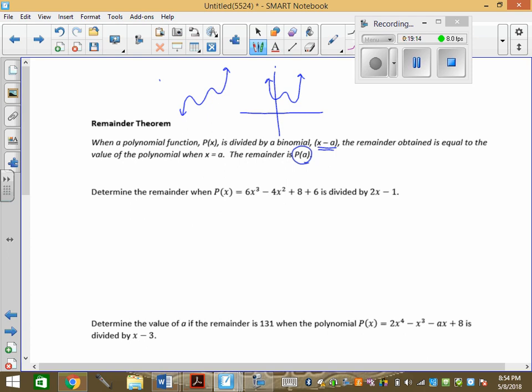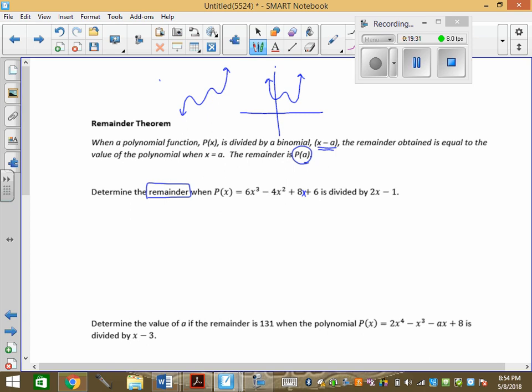So here they just want us to determine the remainder. The instant they just want us to determine the remainder, we can use remainder theorem. If they want us to solve or factor, we have to use synthetic division. So this is our polynomial, 6x cubed minus 4x squared. This should be plus 8x plus 6, a little typo.